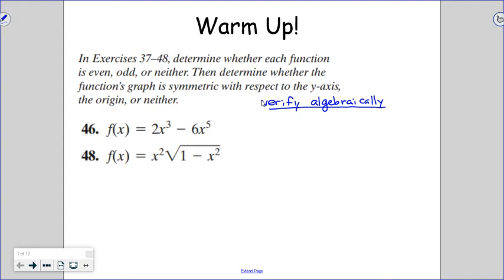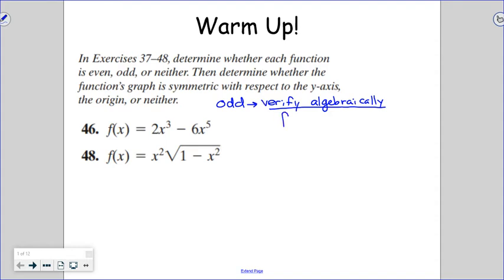So let's look at number 46. Now let me talk to my little shortcutters. Is 46 even, odd, or neither? Odd. Good job. We remembered. Odd exponent, and that's all we have. If they're all odd, it's odd, right? But that's not verification. So I have said that it is odd. And now we're going to verify it.